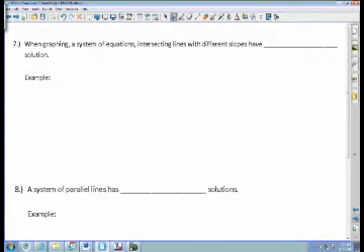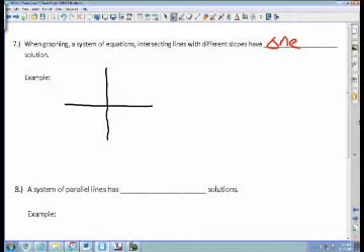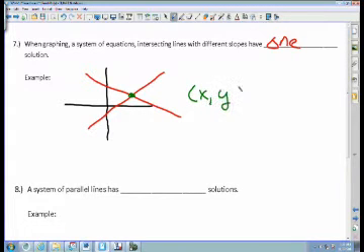When graphing a system of equations, intersecting lines with different slopes will have one solution. The example, all they want you to do is kind of sketch your axes and draw where two lines are intersecting. And let's put a point right there, just like I did on my other picture. Remember, this is the x and the y. That's what you're looking for. When they have different slopes, it means they're going to intersect.